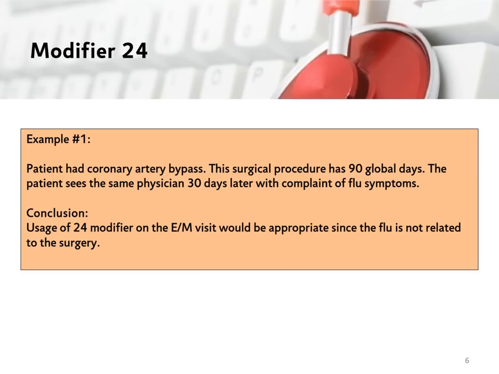Now we have an example of Modifier 24. In the first example, the patient has a coronary artery bypass. This surgical procedure has a 90-day global period. The patient sees the same physician 30 days after with a complaint of flu-like symptoms. The conclusion is that the usage of the modifier on this visit will be appropriate since the flu is not related to the surgery. And the objective of the 24 modifier is that the procedure must be unrelated to the post-op period.